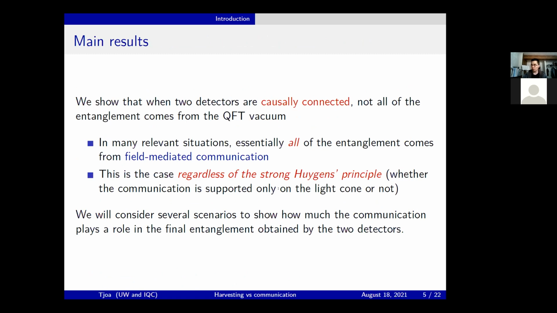And this result is really robust, regardless of whether the strong Huygens principle applies. By this, I mean that even if the strong Huygens principle is violated, in the sense that there is wave propagation in the interior of the light cone, you will still have something analogous. And this is the reason why we are going to look at 2+1 dimensions later. And for these results, we are going to consider several situations with a bunch of pictures and plots and show how the communication plays a role in this entanglement story.